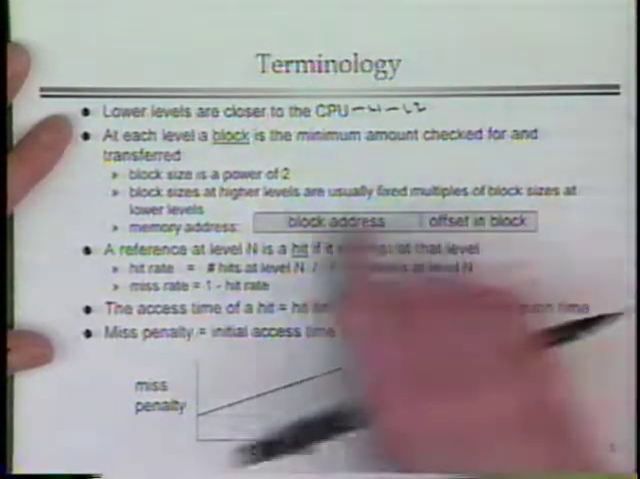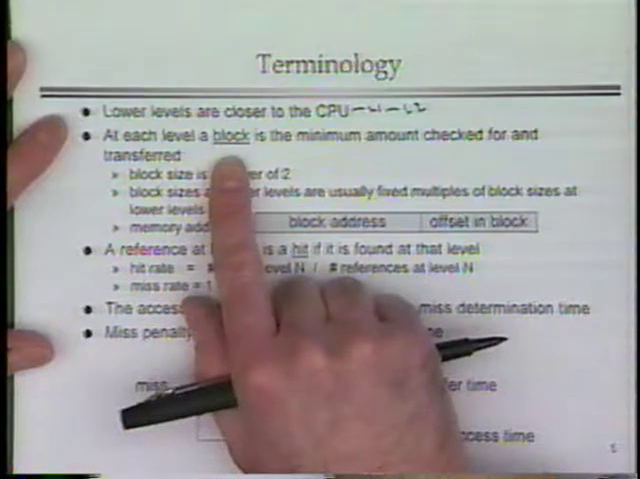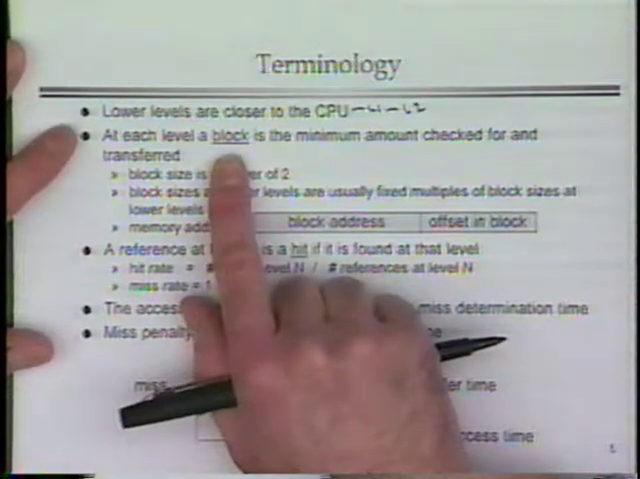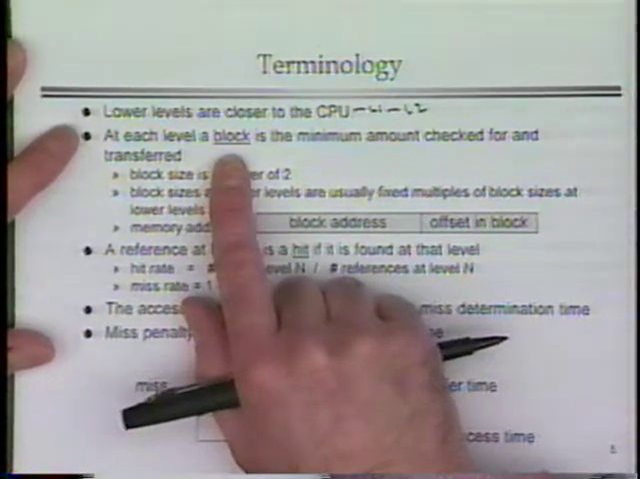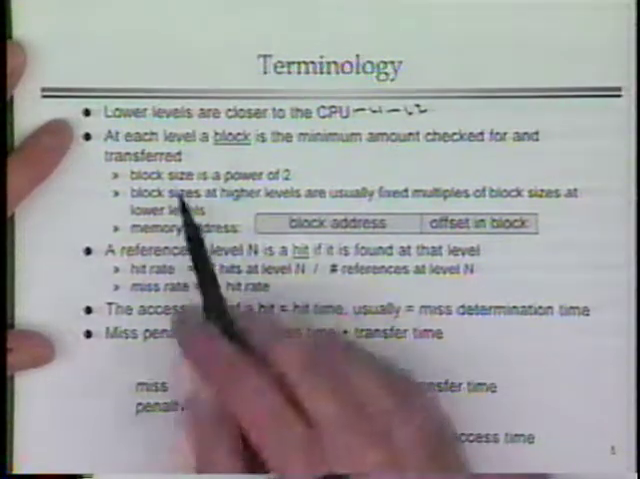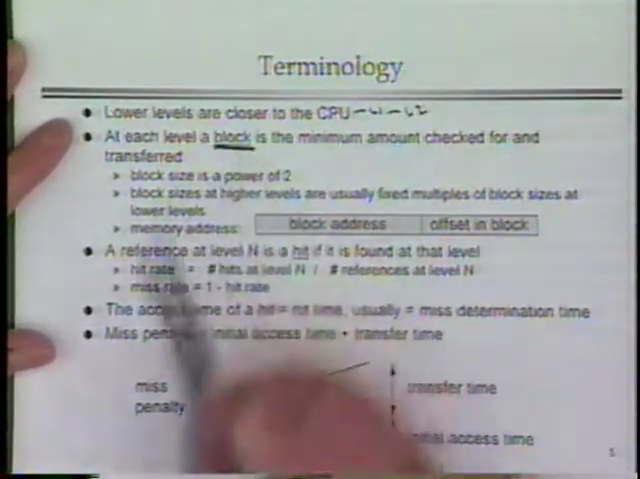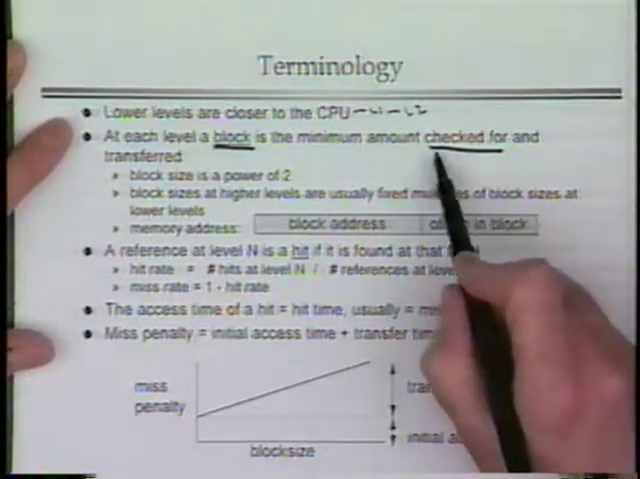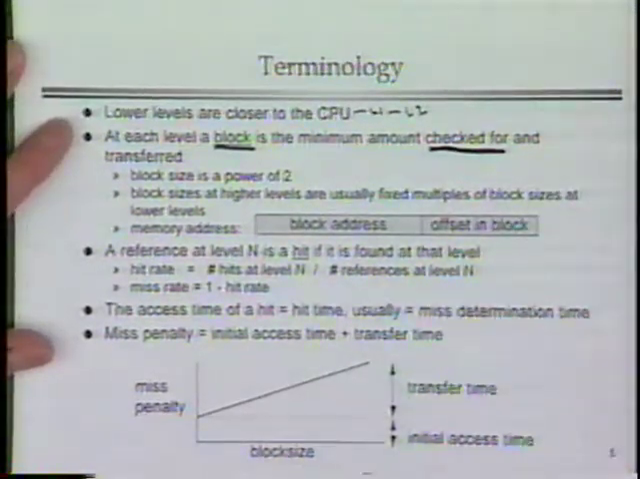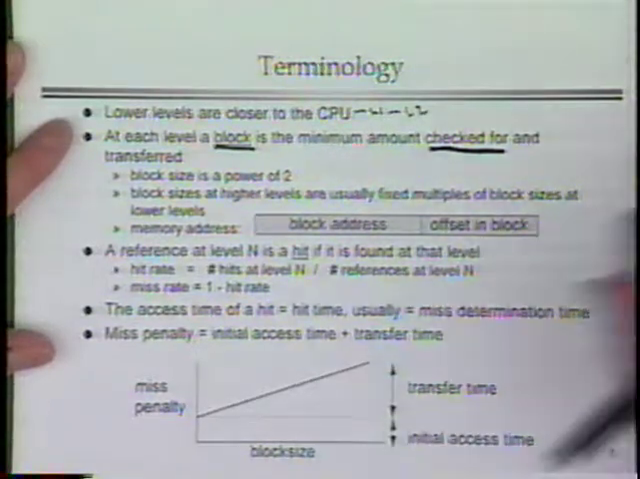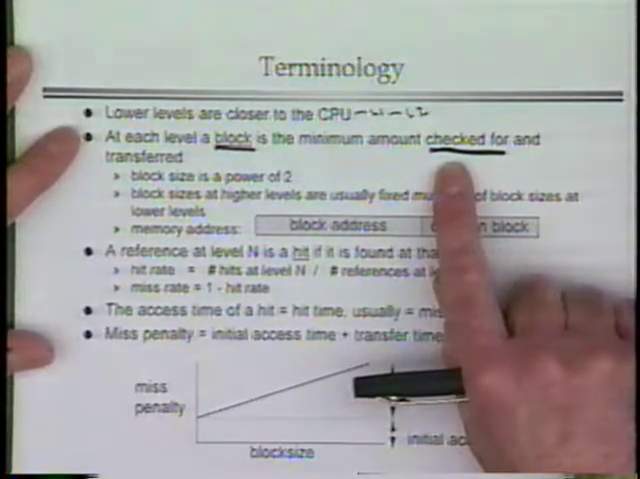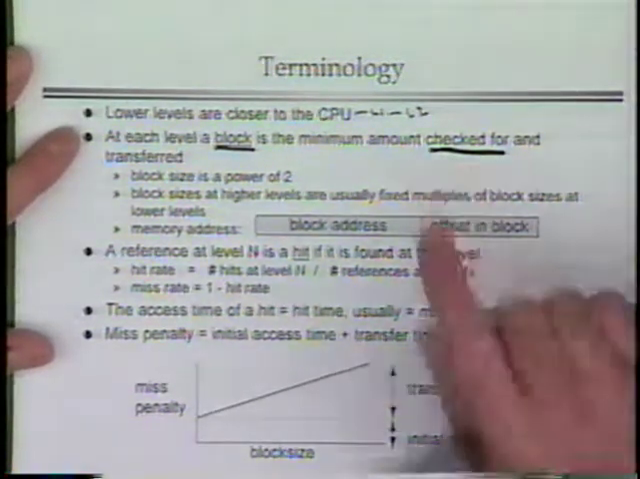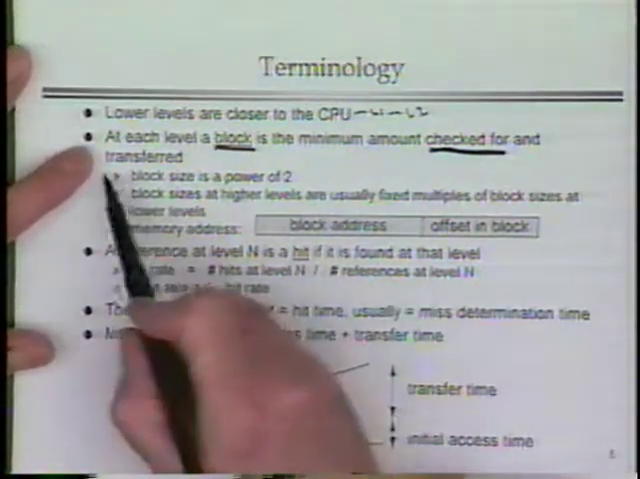Now, in some fundamental sense, all of these caches just have bytes in them, but the bytes are combined into words, and the words are combined into blocks. And at each level, a block is the minimum amount that is at least checked for. It's the amount that you're going to keep a little directory information for that says what data is actually in that location. In many cases, it's also the amount that's transferred.